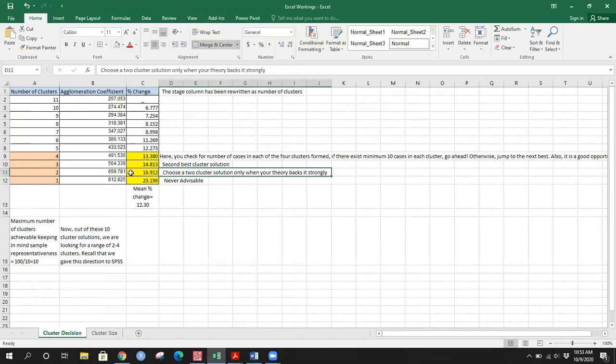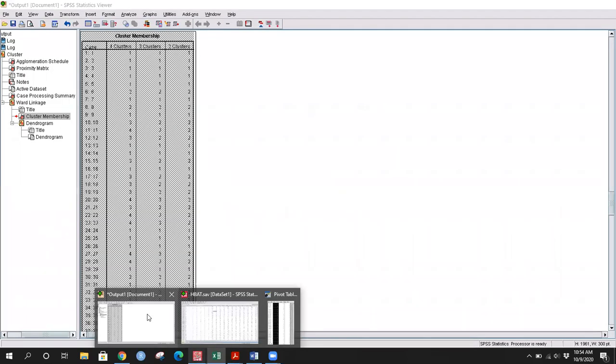Then I have 2 suggestions for you. You should be using a 2 cluster solution only when your theory backs it strongly. Your underlying theory is very important in any research analysis. Next, a 1 cluster solution is as redundant as you would have imagined. It is never advisable to use a 1 cluster solution, because obviously that doesn't split my data into anything. So it's good for nothing. That was all about today's lecture, and in another lecture I'm going to teach you about the dendrogram.